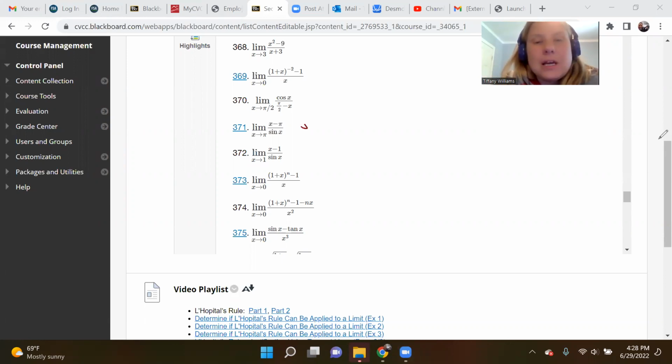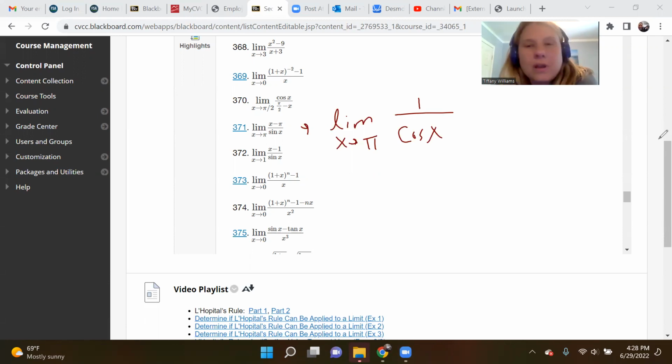So if I use L'Hopital's, I'm going to have the limit as x approaches pi. So pi is the number here. If I take the derivative of the top, I'm going to get a 1. I love seeing 1s fall out of these because that means I'm on the right track with L'Hopital's. Derivative of sine is cosine of x. So if I do my direct substitution here and plug pi in, I'm going to have 1 over the cosine of pi, which is -1. So my final answer here is -1. Pretty nice.